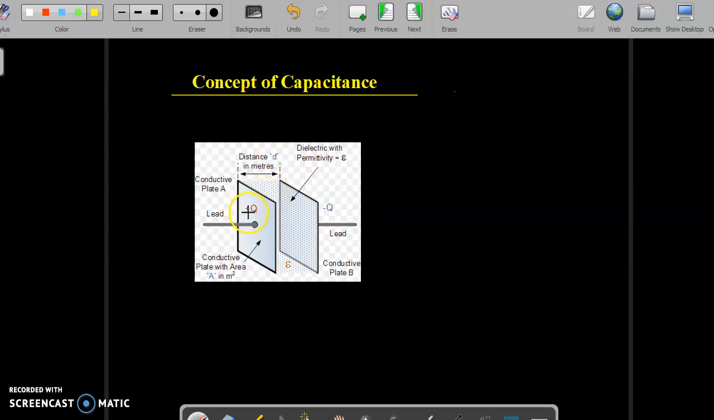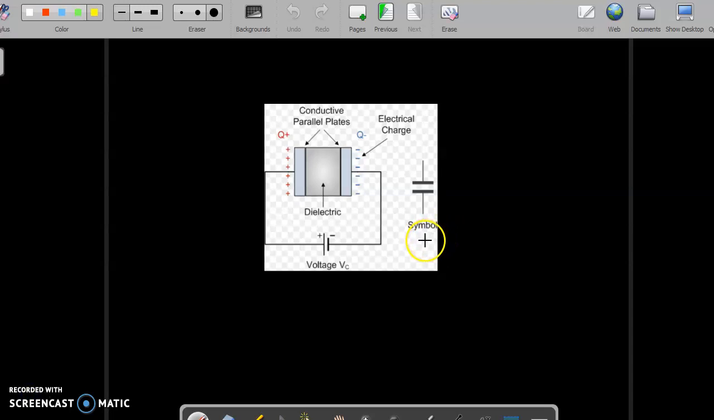One plate carries a charge of plus Q, and the charge is uniformly distributed over this surface, and the other plate carries minus Q. So one plate is positively charged, the other plate is negatively charged. Here we can see the other view of a capacitor. This is the typical symbol of a capacitor.